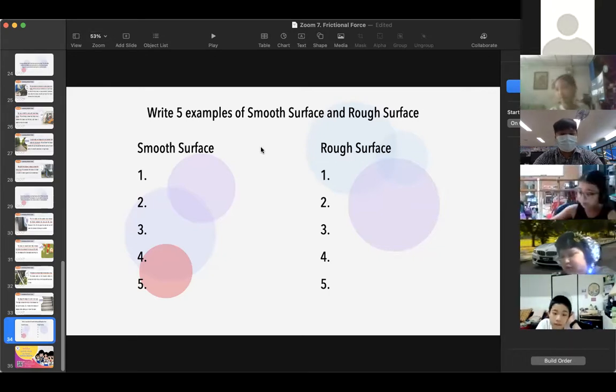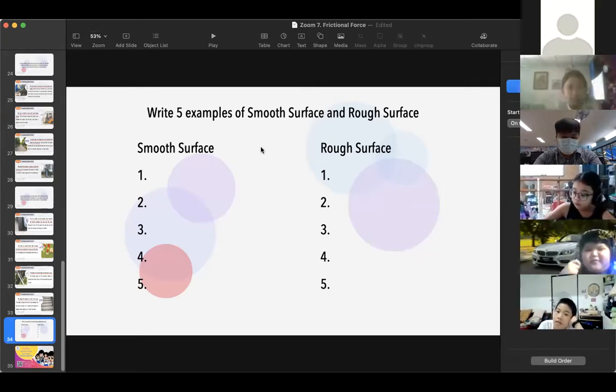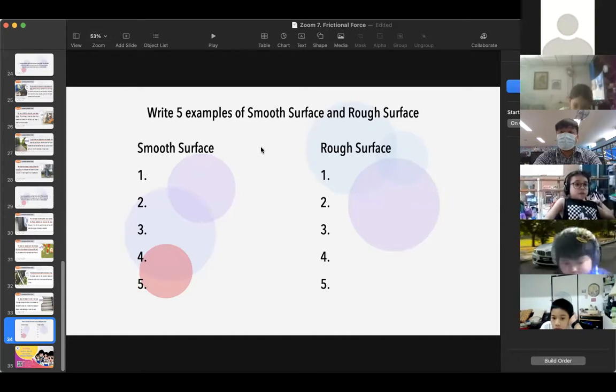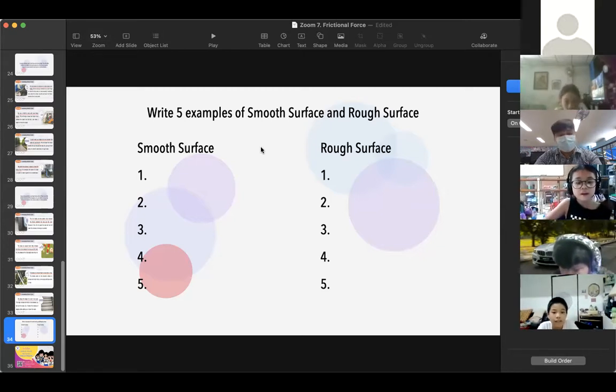Five smooth and five rough surfaces. Can you please not write the animals? No animals, please. No animals, no fruits, no vegetables. Either toys or things, but not teddy bear. No teddy bear.